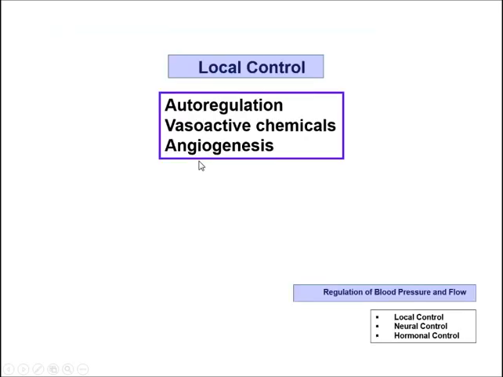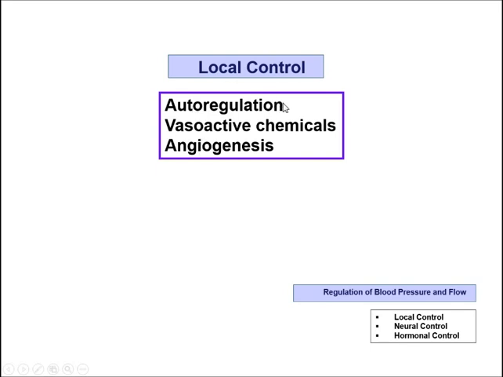Now, as you can see, we're going to start with local control, and I put the little icon down in the corner so you can kind of reference and see where we are at any given time among the three different areas. So let's start with local control. And again, we have three different items we're going to look at.